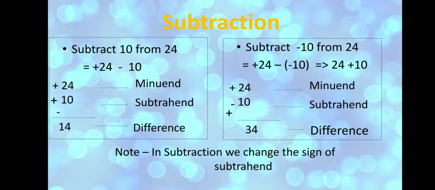And note that in subtraction, we change the sign of the subtrahend, in both of these. The first one, it was from plus 10 to minus 10. We change the symbol from plus to minus, and in the second sum, we change the symbol from minus to plus, which is from minus 10 to plus 10.